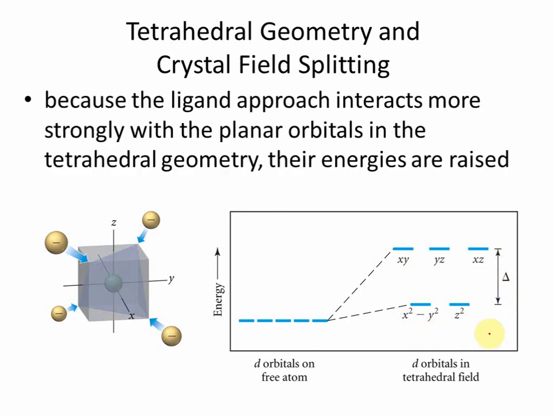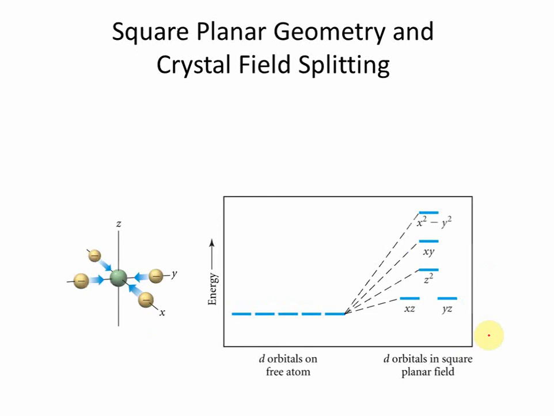And if you have a square planar complex, the xz and the yz are the lowest in energy, then the dz squared, then the xy, and then the x squared minus y squared. The x squared minus y squared is highest in energy because you have the most overlap with the ligands. Whereas the xz and the yz, remember, those are above and below the plane, so those have the least overlap, so those are going to be the lowest in energy.